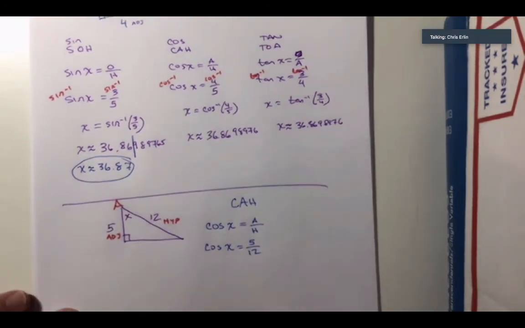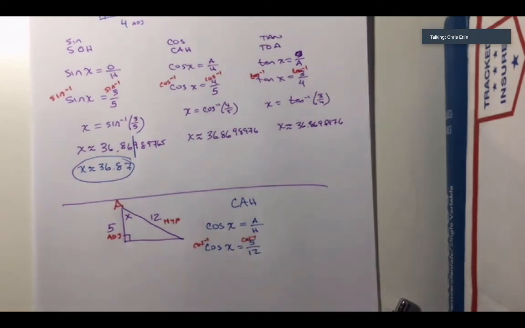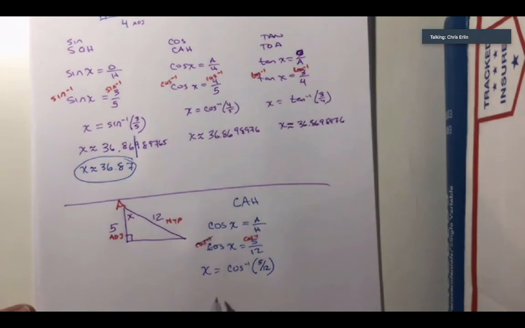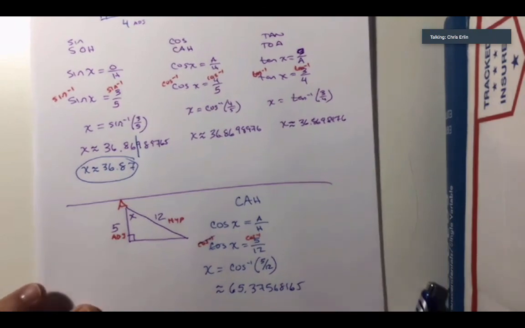What is it that's being done to the x now? Well, it's being cosined. So to undo that, I want to uncosine it. The inverse cosine to both sides. These cancel, leaving just x is the inverse cosine of 5/12, which I'll plug into my calculator and get that it's about 65.37568. Again, I'm going to round to the nearest hundredth: 65.38. The 5 is the one I care about. This is more than halfway, so I round up.